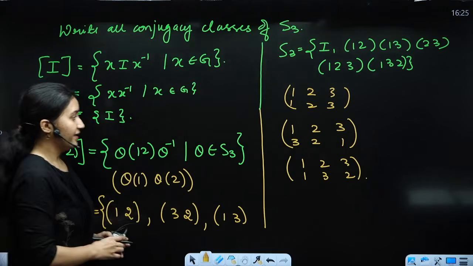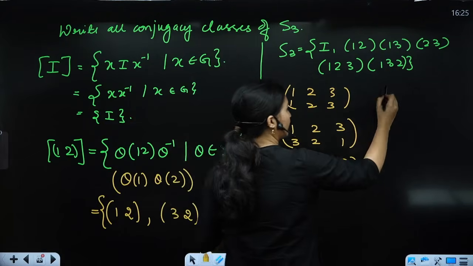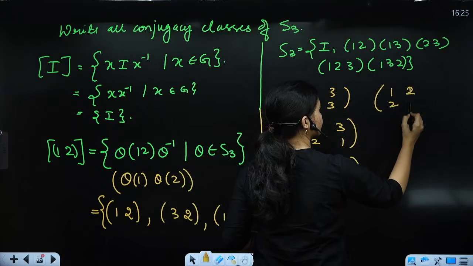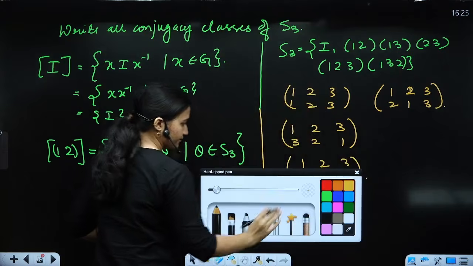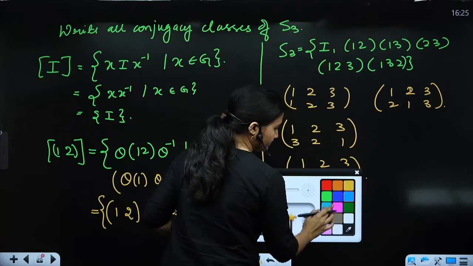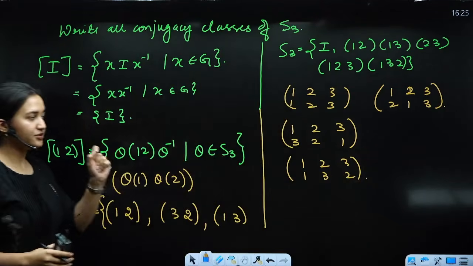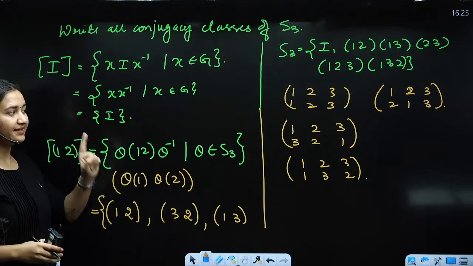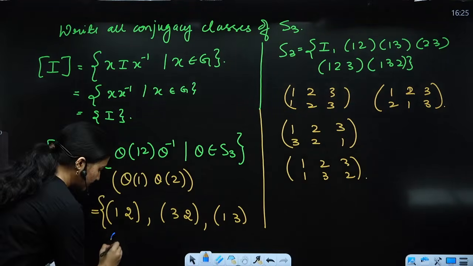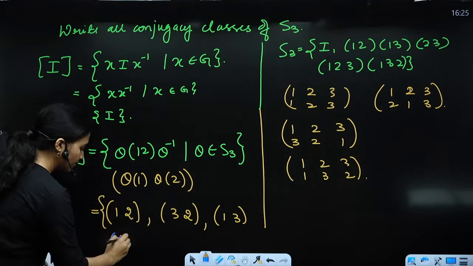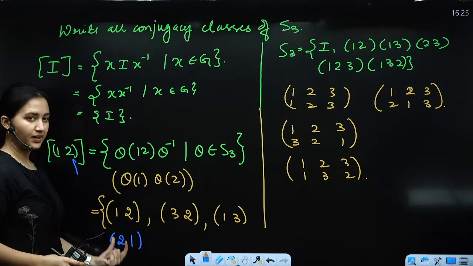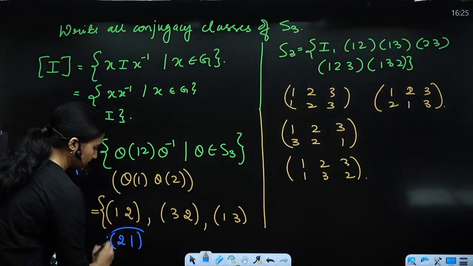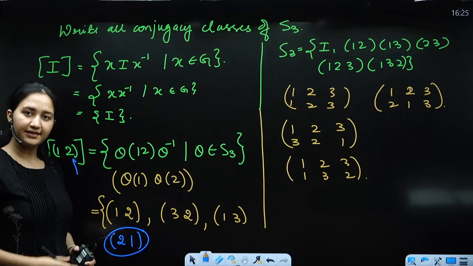Now let's take (1 2). We did not take (1 2) right? Just pay attention here. I need the image of 1 under theta. What is my theta here? (1 2), right? So the image of 1 under theta is going to be 2 and the image of 2 under theta is going to be 1, which is nothing but (1 2) again, right? So this is the same element that is repeating here.